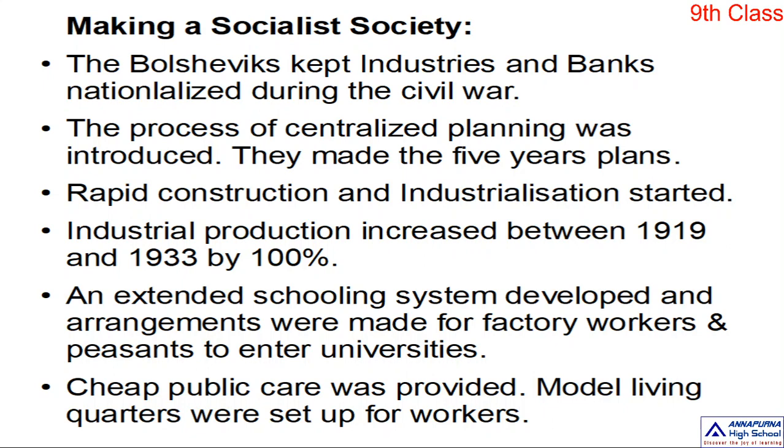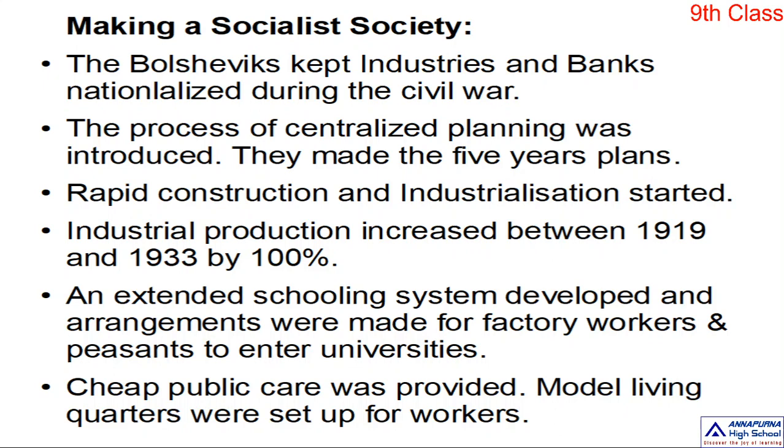They made the five-year plans also, and rapid construction and industrialization started. After the Civil War, all these changes were found. What are they? Centralized planning came into force, banks and industries were nationalized, and rapid construction and industrialization started in Russia.